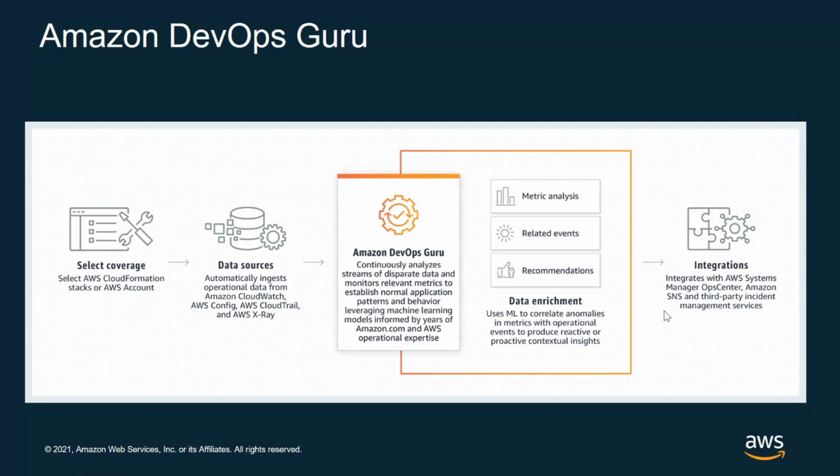So those three pieces together make up the DevOps Guru Insight. You can view them from our console. You can also view them through our integrations with Systems Manager Ops Center and Simple Notification Service, or SNS, where these are broadcast out to be picked up either by yourself, integrated into existing tools that you're using, or third-party providers, which I'll talk about more in a second.